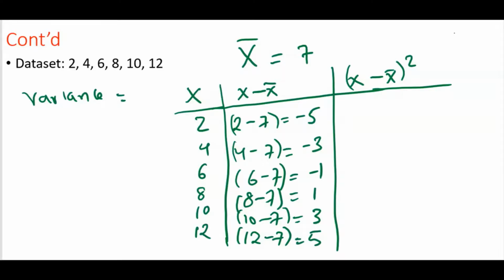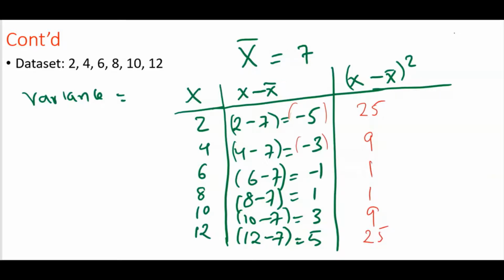Okay, so in the third column, we just have to square these values here, because that is what it means. Whenever you subtract those two, you square it. So minus 5 squared is 25. Minus 3 squared is 9. Minus 1 squared is just 1. 1 squared here is 1. 3 squared is 9. 5 squared is also 25.